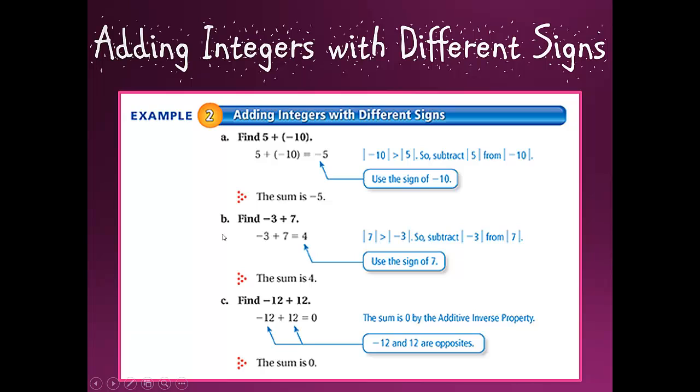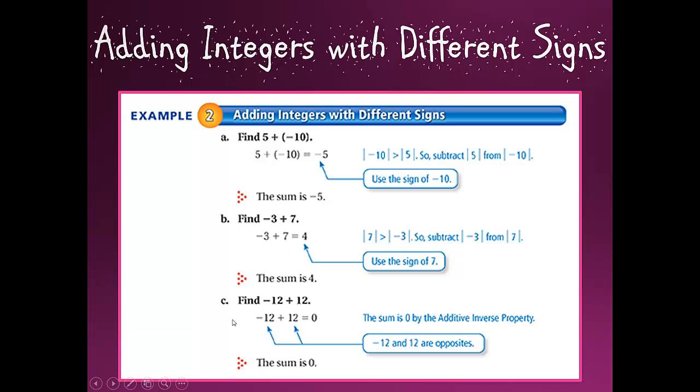For b, we're going to find negative 3 plus 7. The absolute value of negative 3 is 3. The absolute value of 7 is 7. Since we have different signs, we're going to subtract. 7 minus 3 is 4. 7 has the larger absolute value, and it is positive in the problem, so our answer is positive. Our answer is positive 4.